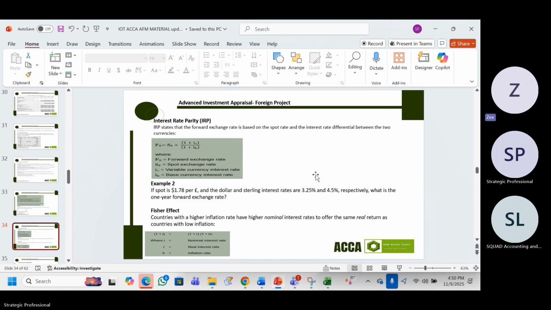That's 1.75 or 1.76. Okay, thank you very much. Yes, 1.76. That is the answer. So it's 1.76. And that's how you use interest rate parity to calculate the forward exchange rate.